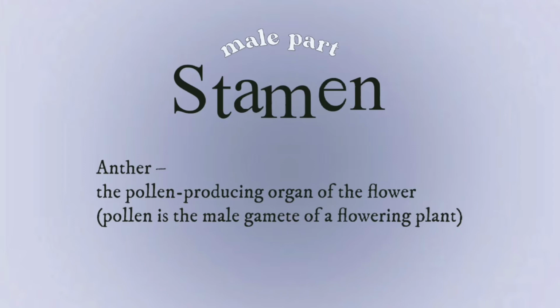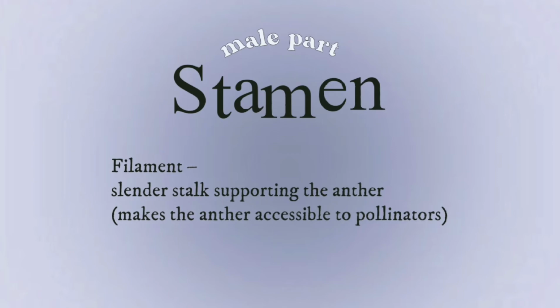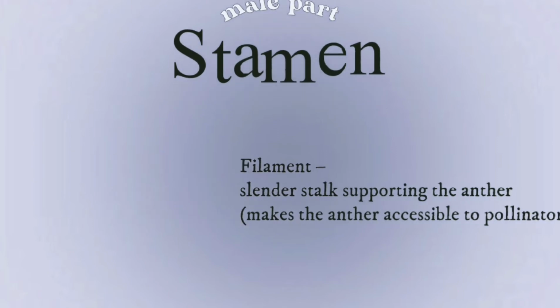Stamen, the male part of the flower. Anther is the pollen-producing organ of the flower. Pollen is the male gamete of a flowering plant. Filament is a slender stalk supporting the anther, makes the anther accessible to pollinators.